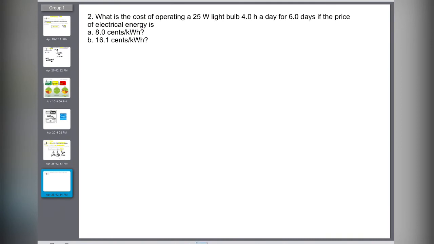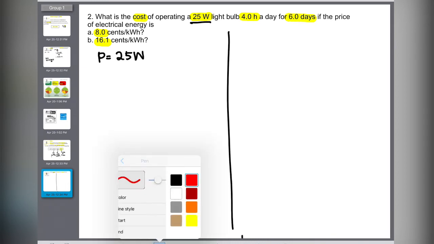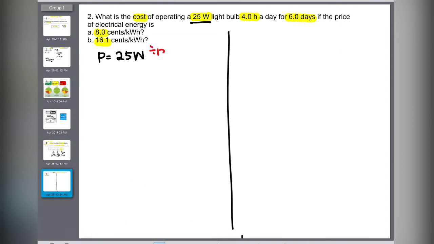Okay, so they're asking: what is the cost of operating a 25-watt light bulb 4 hours a day for 6 days if the price of the electricity is 8 versus 16 cents? So there's two different questions. Okay, 25 watts is power. But we don't like things in watts. We like it in kilowatts. So make sure you turn it into kilowatts right away by dividing it by 1,000. So it's 0.025 kilowatts.